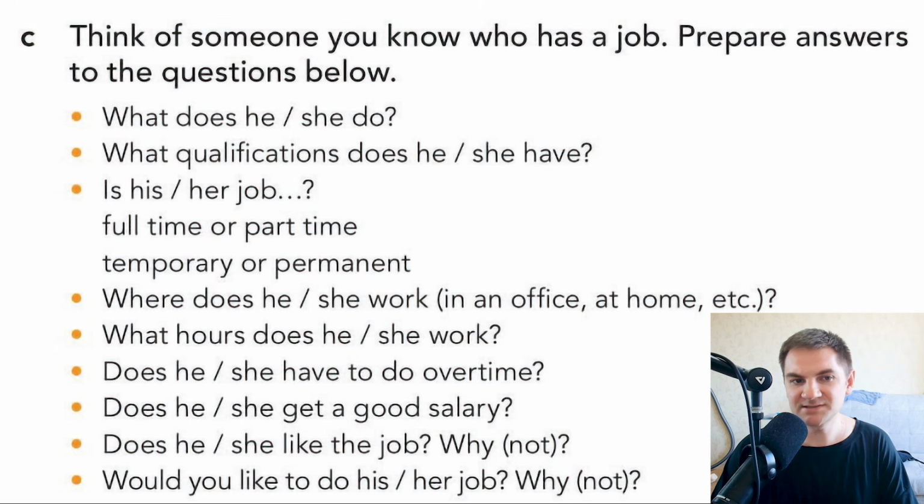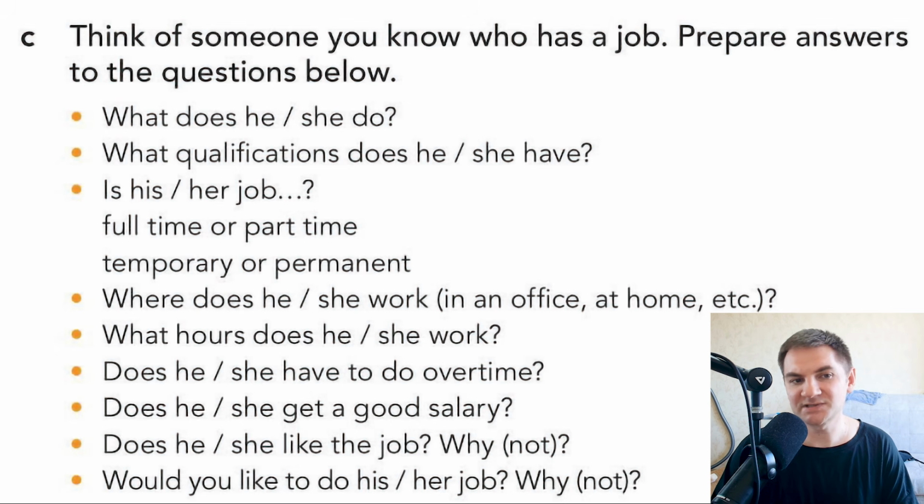What qualifications does he have? As far as I know, he has a university degree related to IT and cybersecurity, but actually, most of his skills come from the many courses he took before landing his first job in the field. He's always learning new things. Is his job full-time or part-time, temporary or permanent? It's a full-time and permanent position. Where does he work? Actually, he works from home most of the time, but I think he has to go into the office at least once a week, probably.